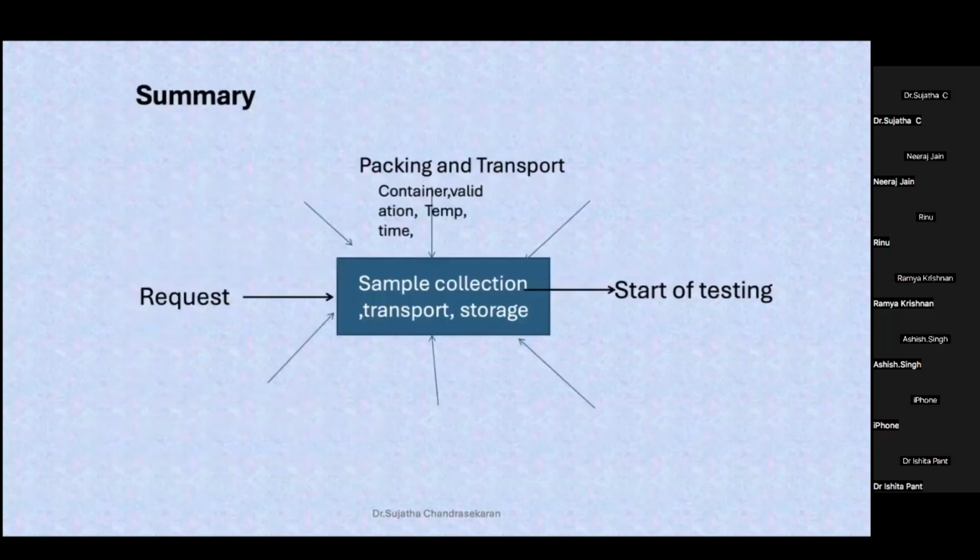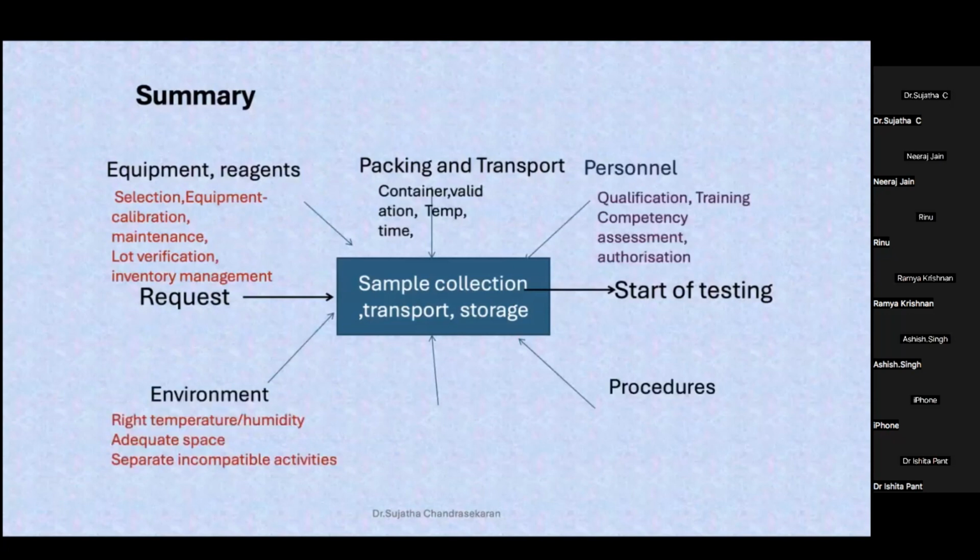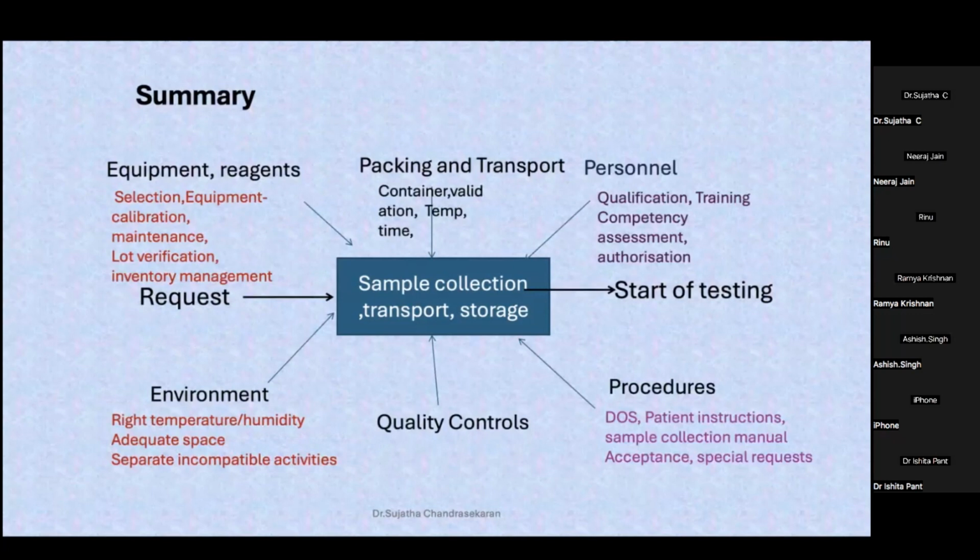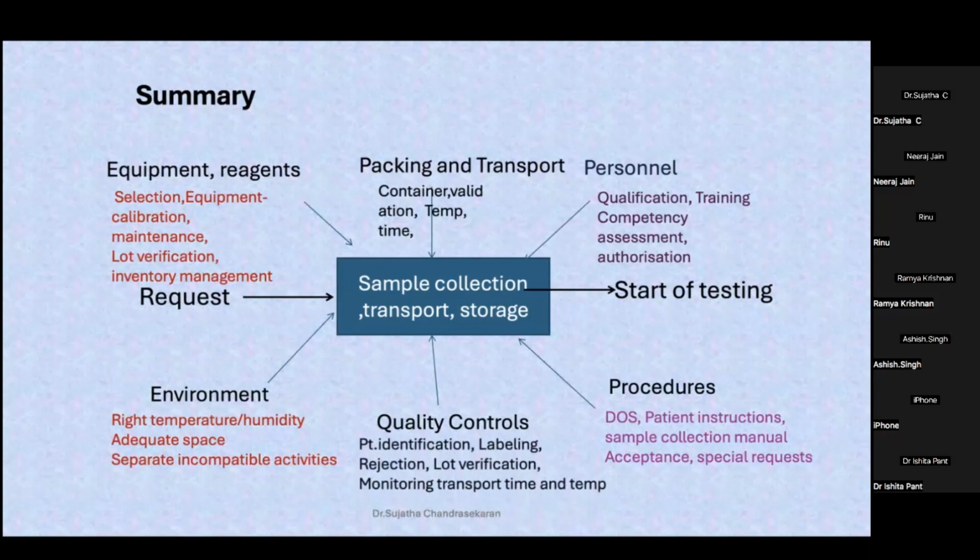Right. This is just a summary. On one side, you have the request, and the other side is the start of testing. In between, the collection, transport, storage. The factors contributing are the equipment and reagents, which we have covered, packing and transport, container validation, as I said, temperature monitoring and time monitoring, then personnel qualification and training, then procedures, patient instructions, sample collection manual, special requests, then environment, the right temperature, space, etc.